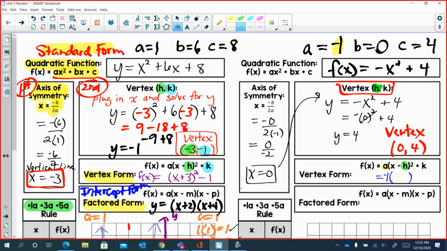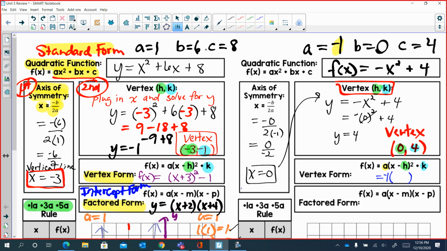H is what part? Scroll down. Slow down. Yes, h goes with the x, which is the 0. Yeah, so yes, I gotta slow down a little bit. Before I do that, Gabriel, what's our k? Yeah, the k is the 4, which is right there, right? Okay, they're gonna go outside the parentheses.